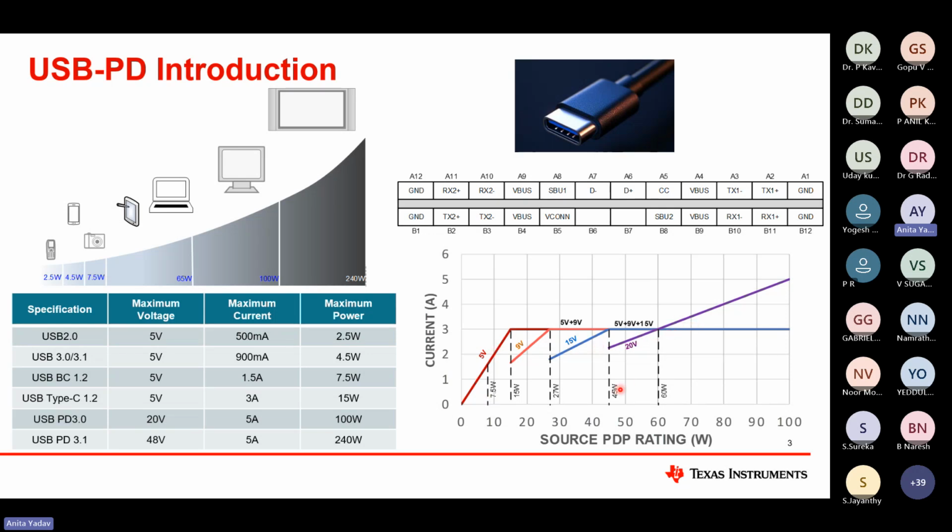highlighted here. So for example, if I take the range of 45 watt to 60 watt, we can see here it can support a current of 2.25 ampere at 20 volt, and then all the way it can go up to 5 ampere at 20 volt, which means we are able to get 100-watt output power. So this is all about this slide.